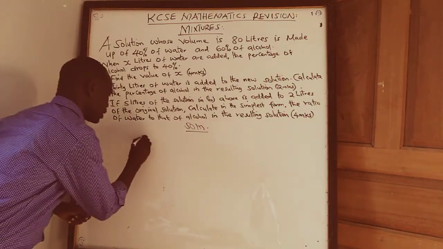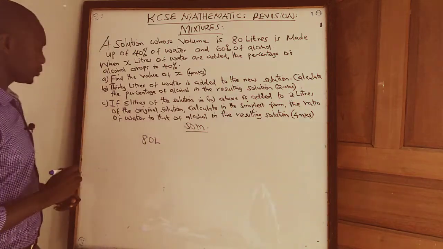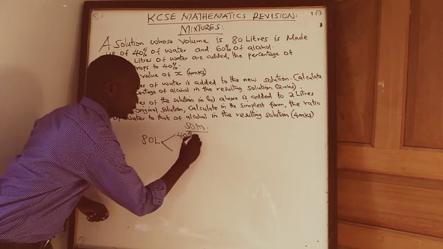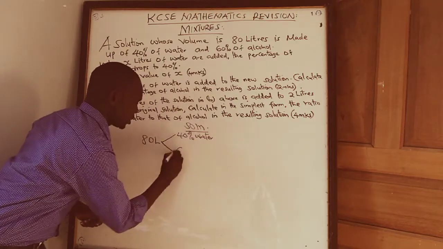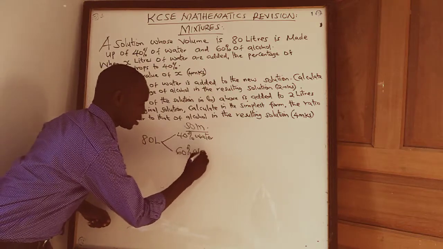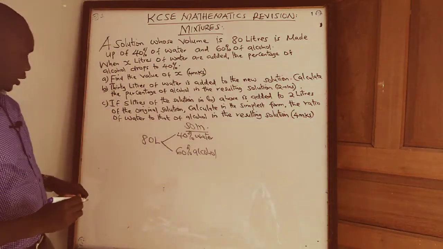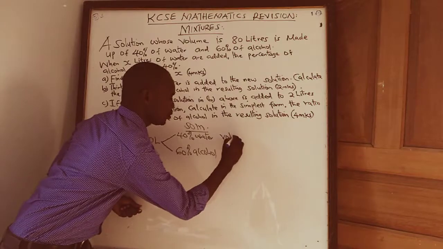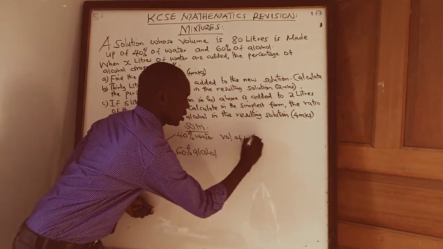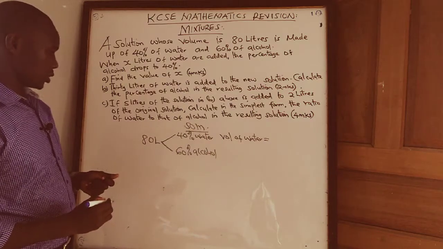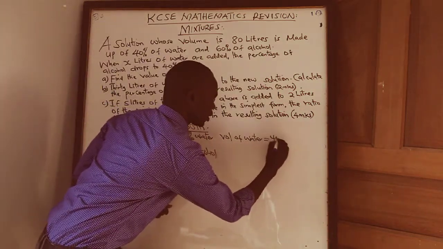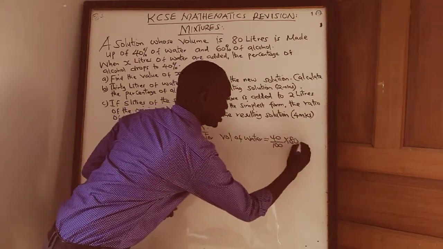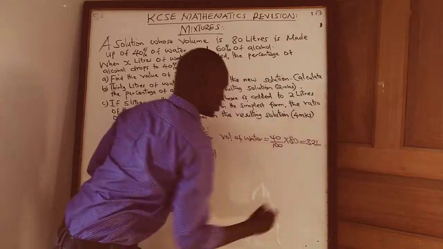We have 80 liters of the solution, and the 80 liters contains 40% water and 60% alcohol. If 40% is water, we can calculate the volume of water in the 80 liters of solution. To get the volume of water, we are going to take 40%, meaning 40 over 100. We multiply by 80, and this gives us 32 liters, which is water.